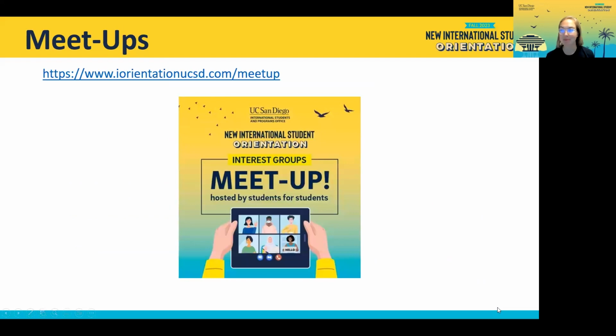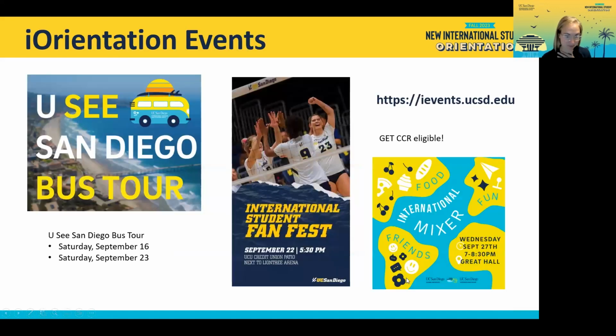Okay, so we are still rocking and rolling with orientation. Right now we're hosting meetups. Meetups are cool because they're for students by students. A lot of the meetups we have currently are interest group meetups, so you can meet students with similar interests to you. This is happening this week during our in-person orientation events, but meetups are also going through next week as well. It's a great way to start to build your community and build your network here on campus.